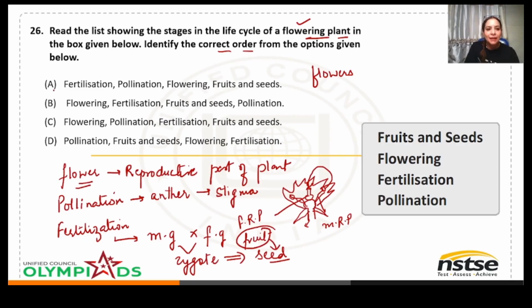Now here option A says fertilization, pollination, flowering, fruits and seeds. B says flowering, fertilization, fruits and seeds, pollination. C says flowering, pollination, fertilization, fruits and seeds. And D says pollination, fruits and seeds, flowering and fertilization. But the correct order is flowering, followed by pollination, then fertilization, and lastly we have fruits and seeds. So this order you can see is option C. Therefore, the correct answer is option C. This is how you have to find the correct answer.